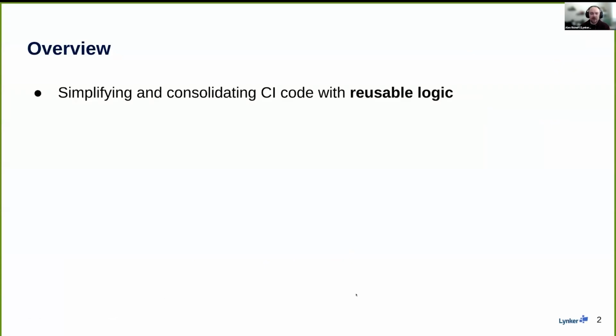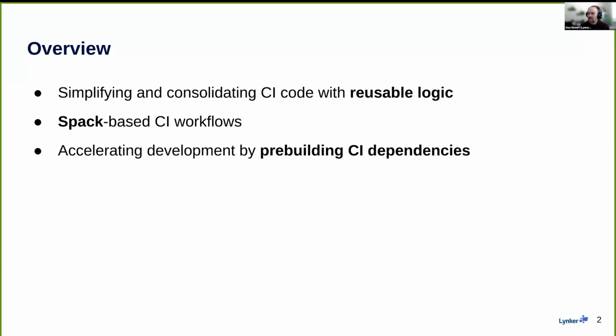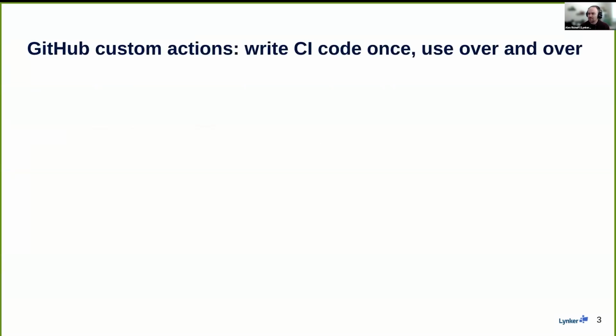First I'll talk about how we have simplified and consolidated a lot of our continuous integration code using reusable logic. I'll talk about how we have integrated SPAC into some of our CI workflows, including what SPAC is if you're not already familiar with it. Ultimately, that will build up to talking about how we have accelerated and intend to further accelerate development by pre-building CI dependencies, which turns out to be certainly not the only, but a significant bottleneck in our CI workflows.